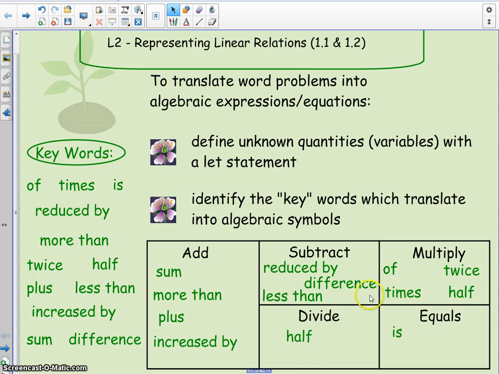Now the reason I put half in two different sections of the chart is because if, say, a number is half of another, that means you can multiply it by a half, but it also means you could be dividing it by 2. They mean the exact same thing. So if you see that a number is half another, for example, in a word problem, you could apply those 2 different potential operations to that. Okay, so hopefully that was a nice little bit of review for you.